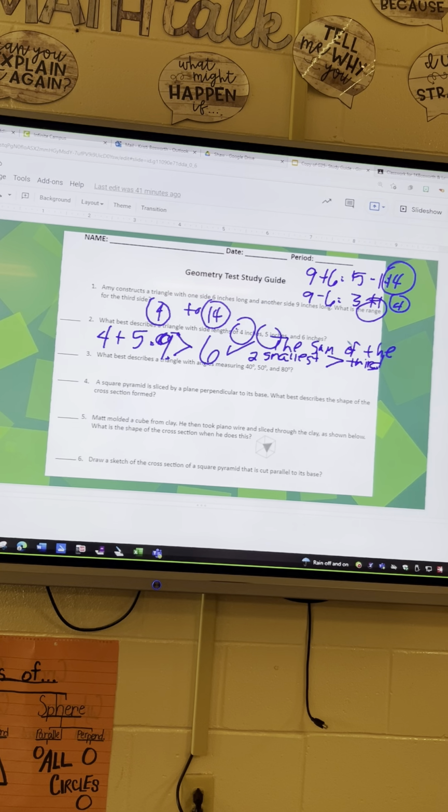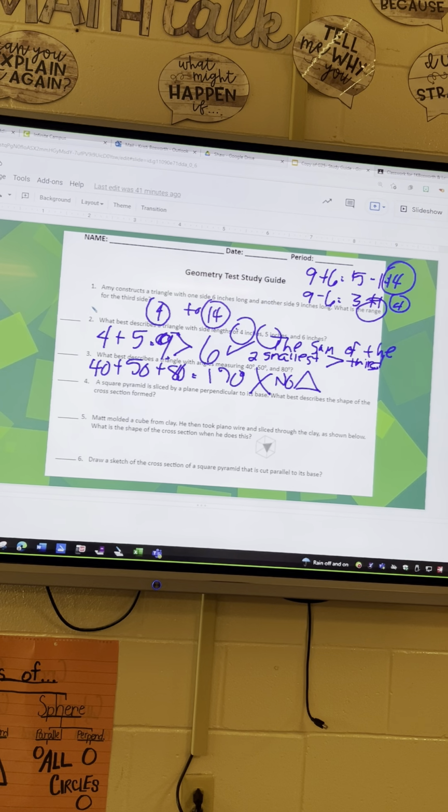What best describes a triangle measuring 40, 50, and 80? All right? Here, you're going to add up those sides. 40 plus 50 plus 80 equals 170 degrees. That is not a triangle. No triangle. Because to be a triangle, the angles have to equal 180.